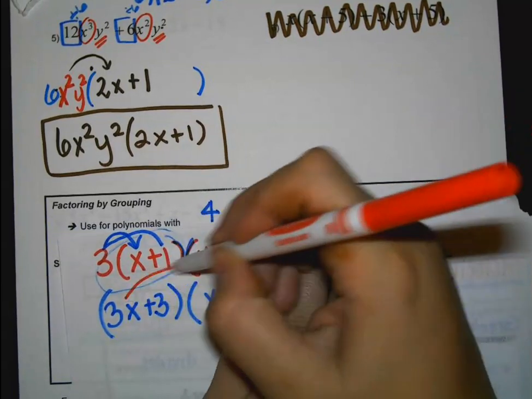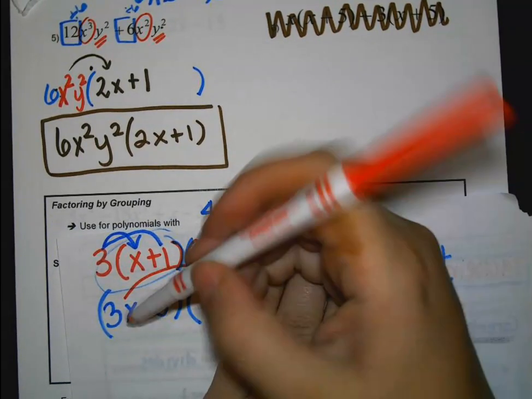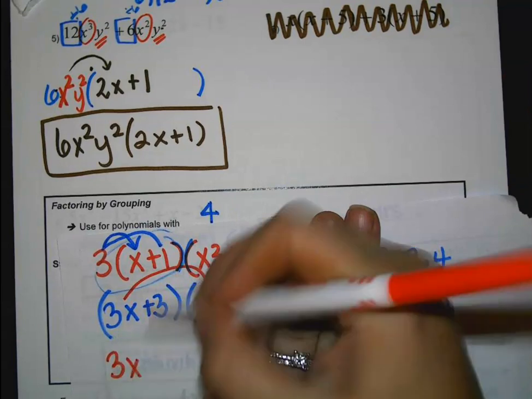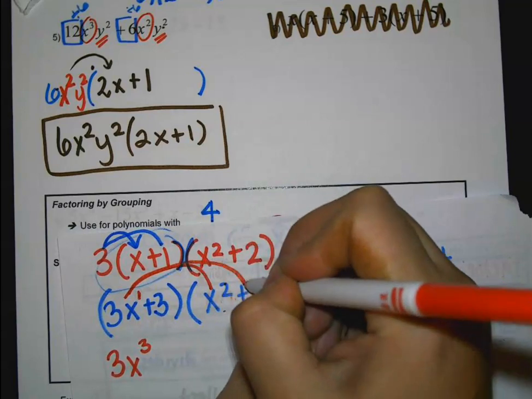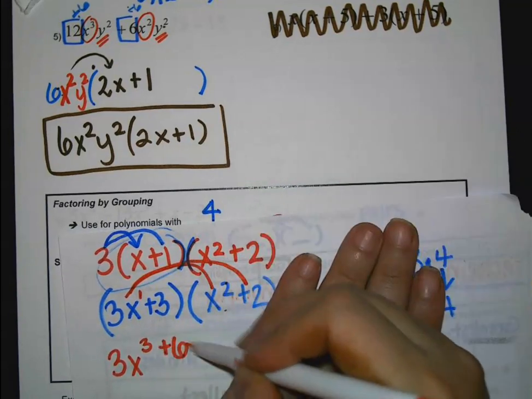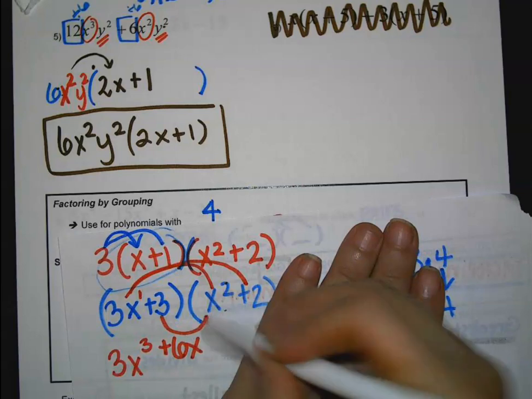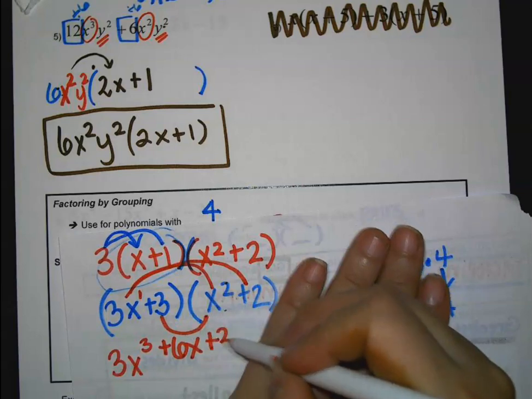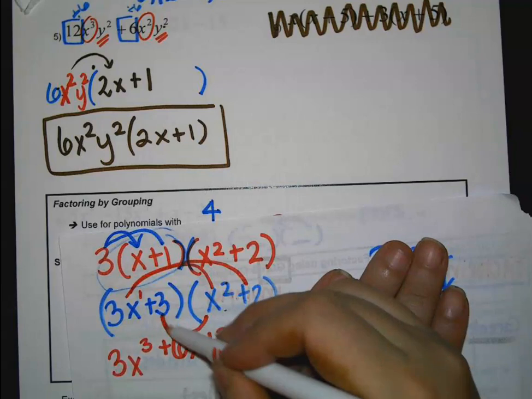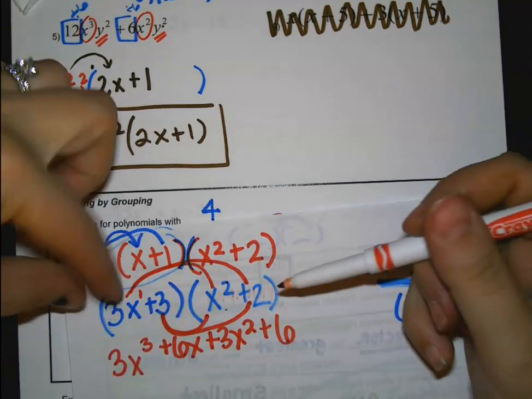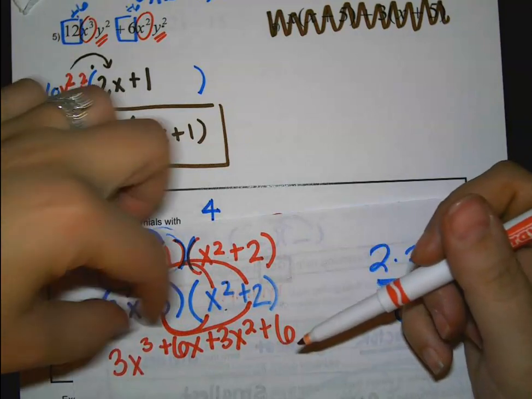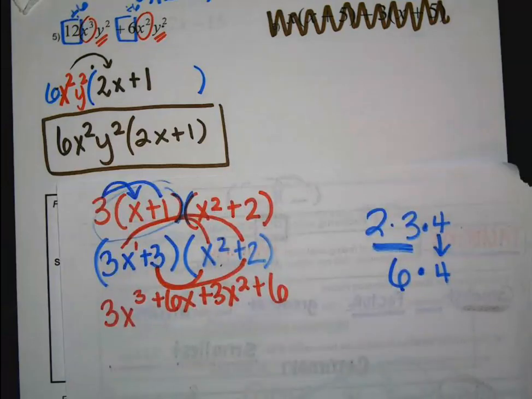So I have 3x times x squared. That's 3x cubed, since 1 plus 2 is 3. And then 3x times 2 is 6x. And then 3 times x squared is 3x squared. And then 3 times 2 is 6. So again, we learned this in the previous video. You're going to take this and multiply it to both of those, and then take this and multiply it to both of those. So this is called multiplying, or it's called FOILing.